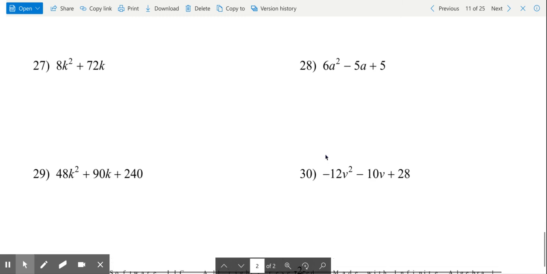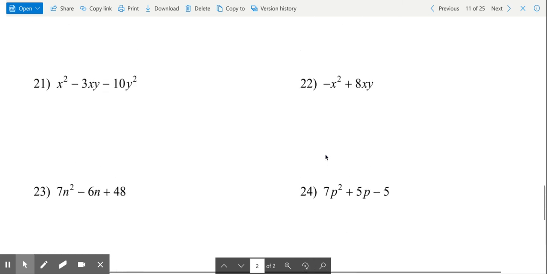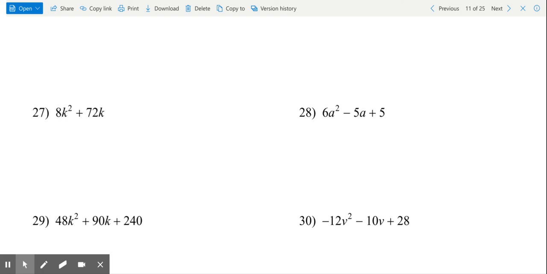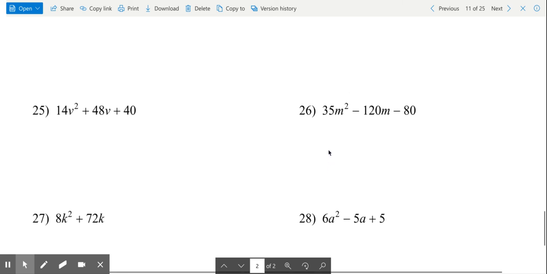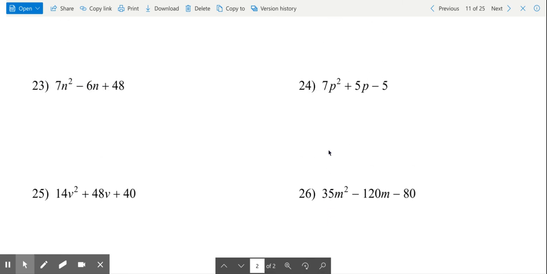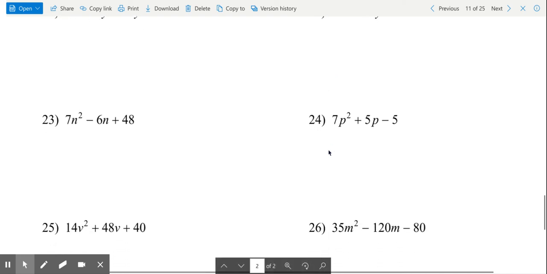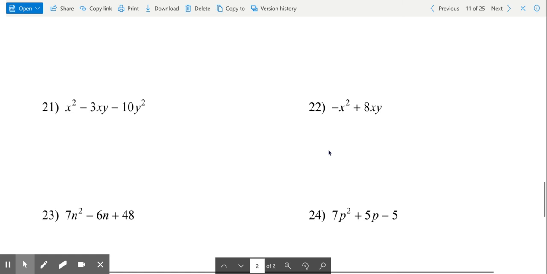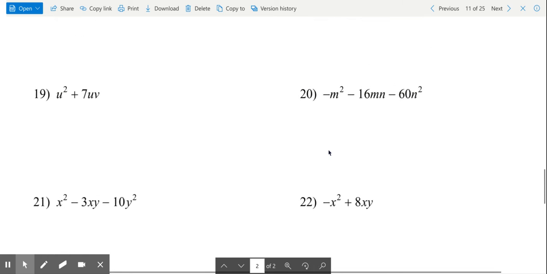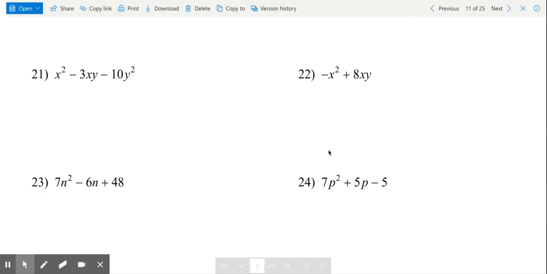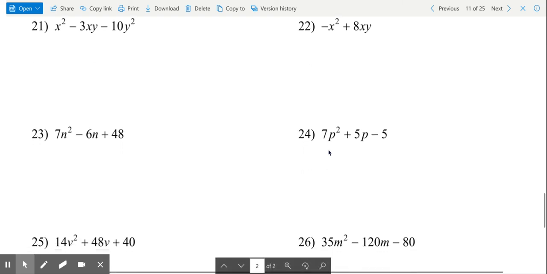So basically, those are the different types. You have your regular factoring, regular factoring with the coefficient not 1, where you're going to use AC with grouping or slide and divide, something like that. You have your special cases of difference of squares and perfect square trinomial. Didn't really talk about perfect square trinomial.